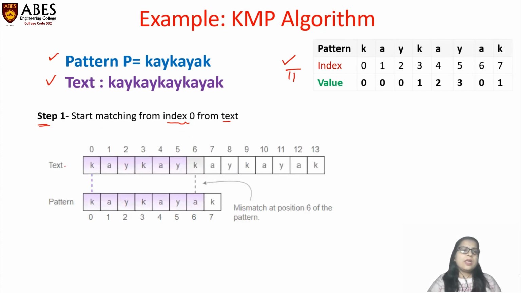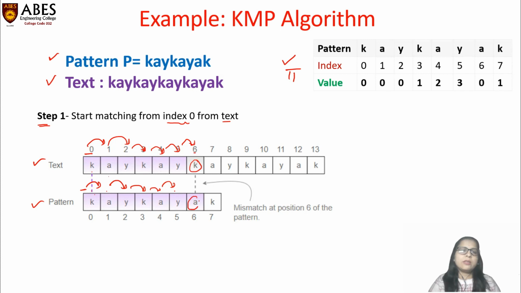So let's see. The text is given. This is the length that the problem has taken, and this is the pattern. So we'll start from the first character, that is at index 0, and the first character in the pattern. So we see both match. So we move to the next value. Again, this matches. So we move to the next value. And this also matches. We move to the next value. A matches A. We move to the next value. Y matches Y.